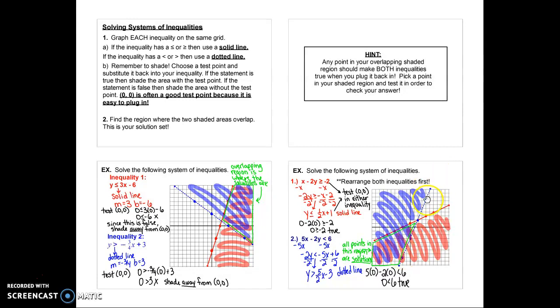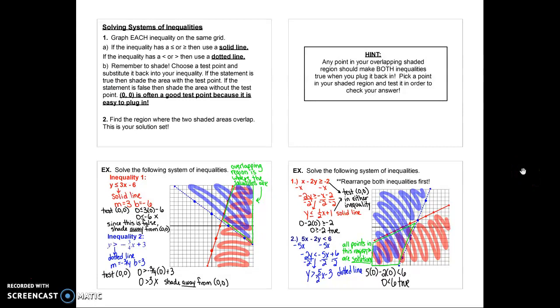Your test point. So here's my line, here's my test point. And when I plug in 0, 0, I get a true statement. 0 really is less than 6. So because of that, I'm going to shade, again, directly over top of this. So it's going to be everything above this blue line. So all of this gets shaded in blue, which means this region is where they're overlapping. So that's where your final answers are. Okay? So any point in this region would be considered a solution.